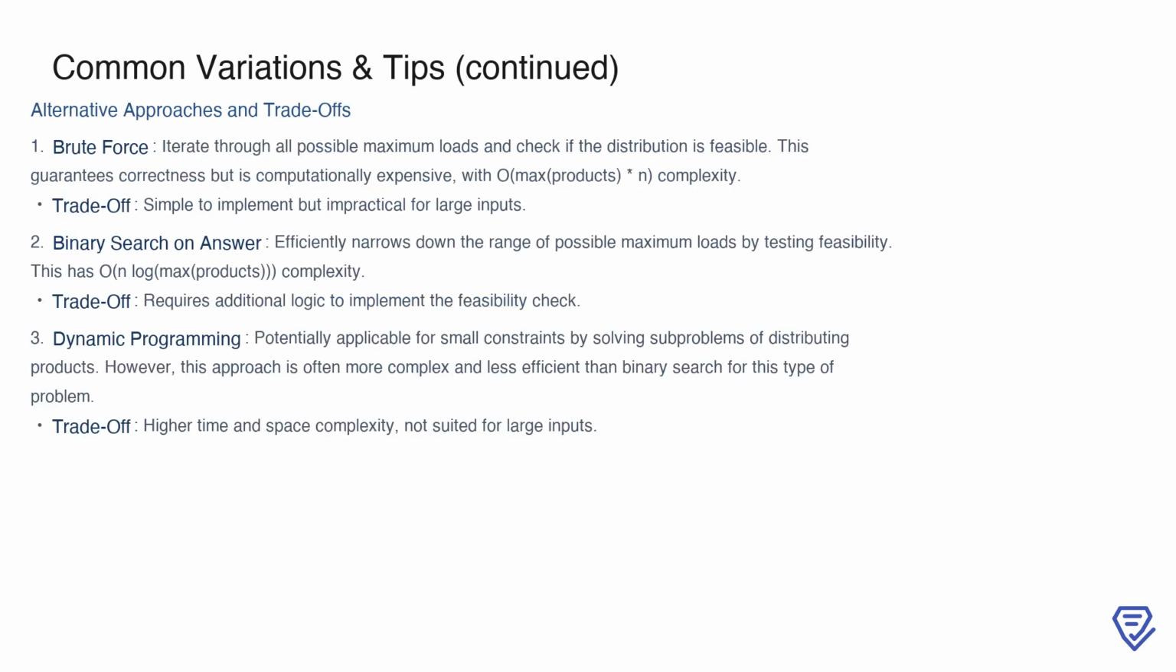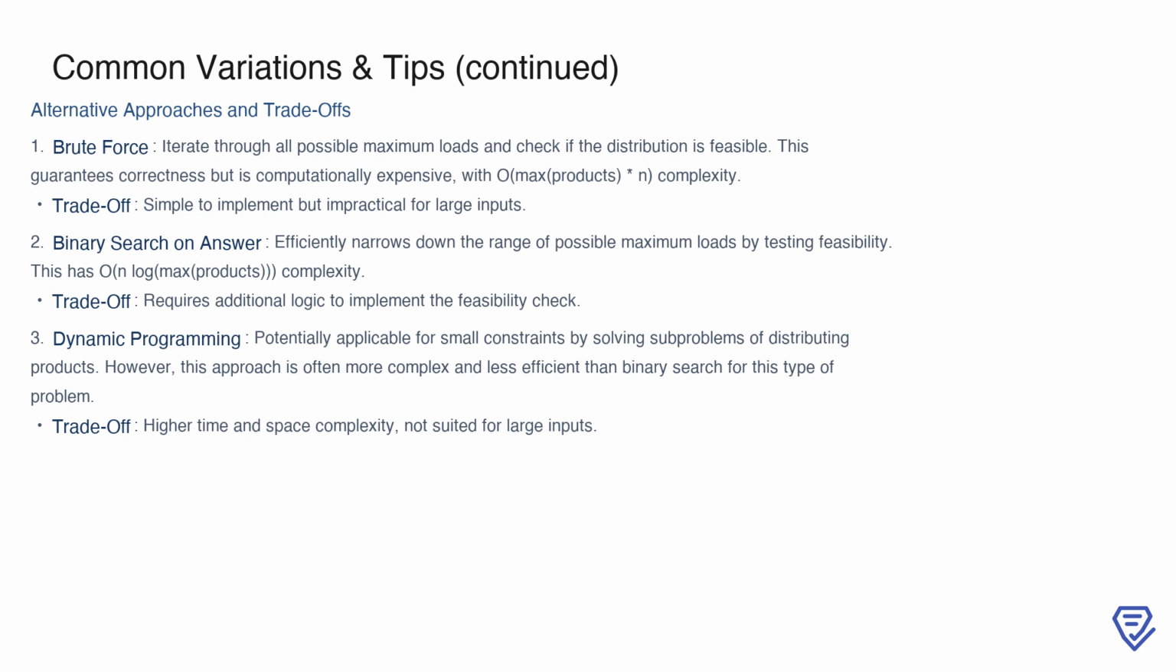When considering alternative approaches, brute force is the most straightforward method. By iterating through all possible maximum loads and checking feasibility, you ensure correctness, but the computational cost is significant, O(max products * n), making it impractical for larger inputs. On the other hand, binary search on the answer space provides a much more efficient solution. By testing the feasibility of different maximum load values, you can narrow down the range in O(n log(max products)). However, implementing binary search requires additional logic to verify feasibility, so it's not as simple as brute force.